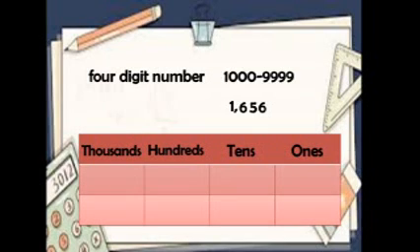Okay, let's try to put this one. In 1,656, we should start to put the ones. Let's identify the ones. What number is in the place value of ones? Look at the number. We have 1,656. Look at the number at the last. We have there number 6. Very good. Okay, we have here this one, number 6.